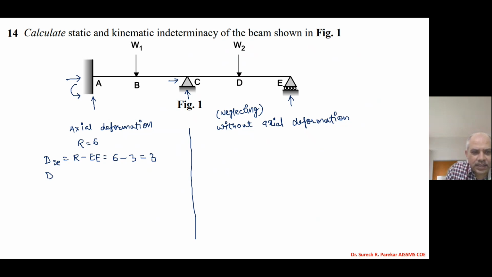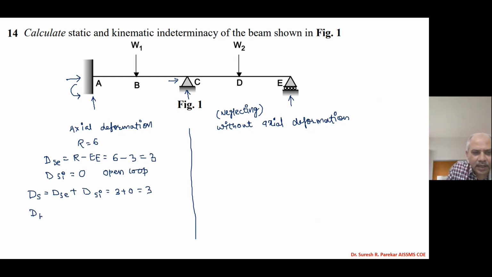Now we can have DSI for all beams and one story and number of bays. We have open loop, so we have 0. DSI is 0 because we have open loop structure. Then from this we will get the value of DS equal to DSE plus DSI, that is equal to 3 plus 0, and that is equal to 3.